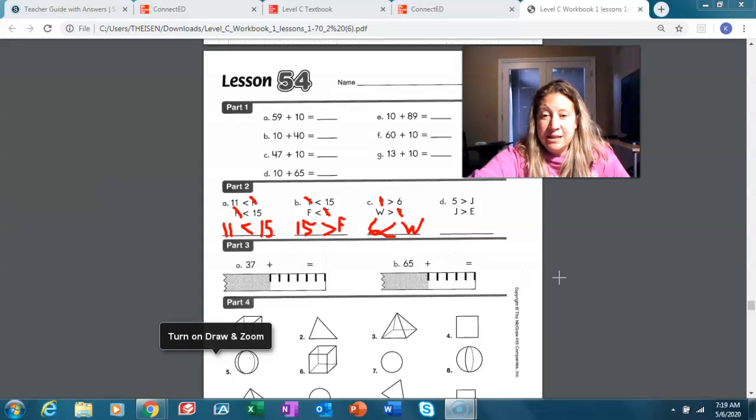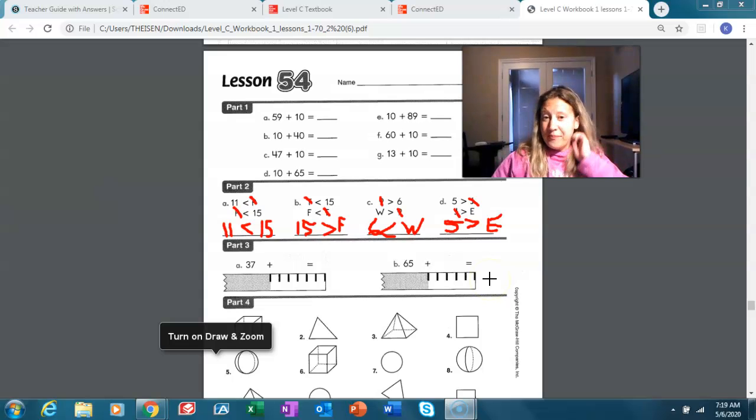Okay. And D. Cross out the middle number and compare the 5 and the E. And did you get that 5 is more than E, right? 5 is more, E is less. Okay? Good job. All right, going on to part 3.